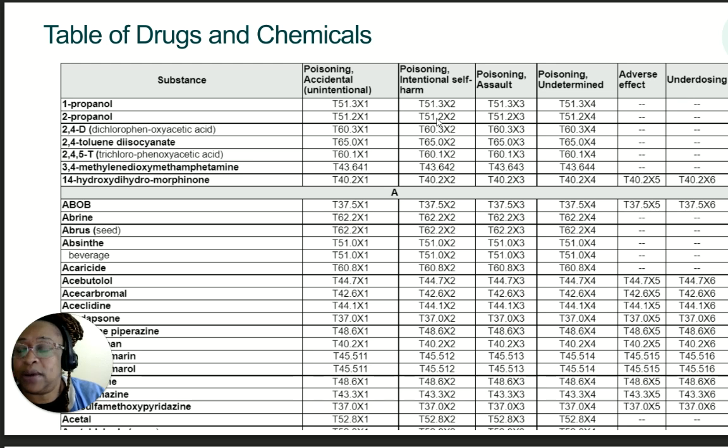Okay, so it's just like using the neoplasm tab. We're going to revert to these particular chemicals or drugs and check to see if the documentation indicates whether it was unintentional or self-harm, assault, and so forth. We're going to check the categories and make sure we check under the correct area when we are selecting the code.